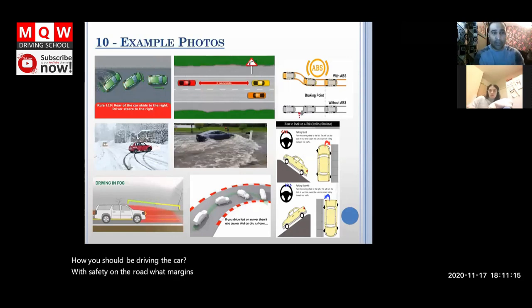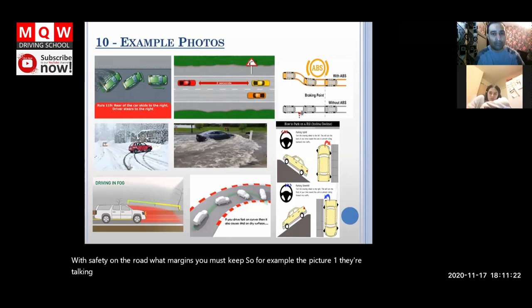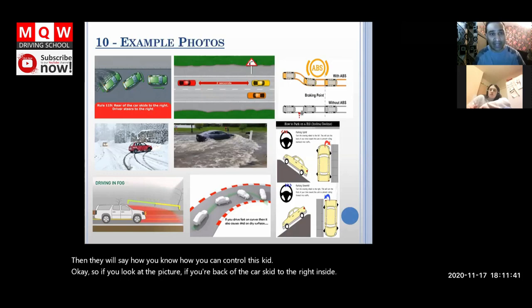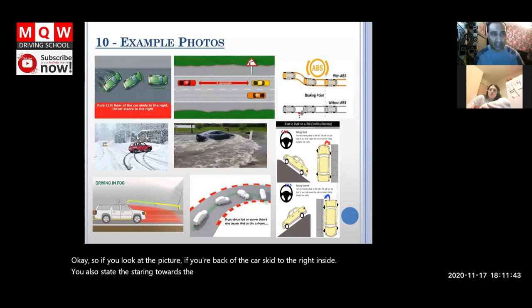So for example, the picture number one, they're talking about if you drive the car in a place where there is a chance for your car to skid, then how you can control the skid. If you look in the picture, if the back of the car skids to the right hand side, you also steer towards the right hand side to make it back to straight.